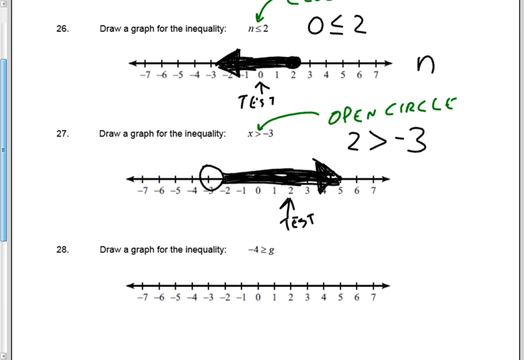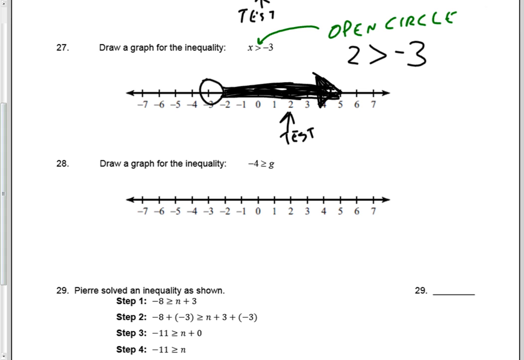Last one. Yep. Why is it open? Let's test this. Let's take -6. Is -4 greater than -6? Yes. So we must be in the right direction.